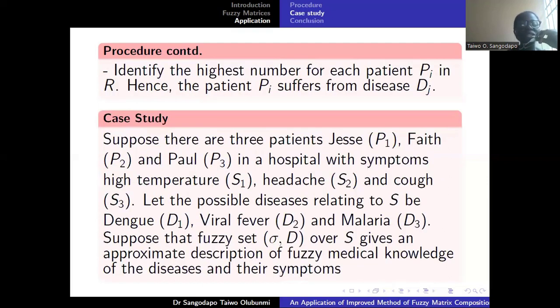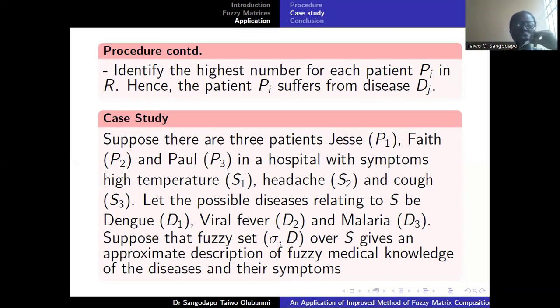So this will tell us, after that, we must be able to identify the highest number for each patient in R. And this will make us conclude that the patient Pi suffers from a particular disease, because if we are able to find the highest number, that will give us an insight that, very sure, this patient is suffering from this particular disease. So the doctor will be able to prescribe maybe the normal test, maybe the normal drug for that patient.